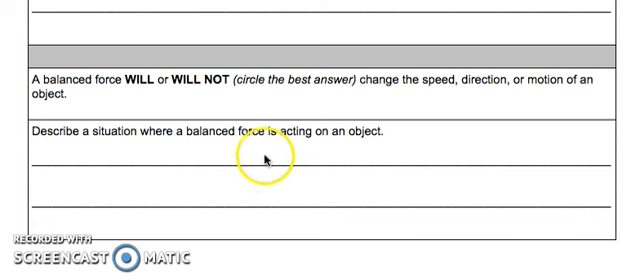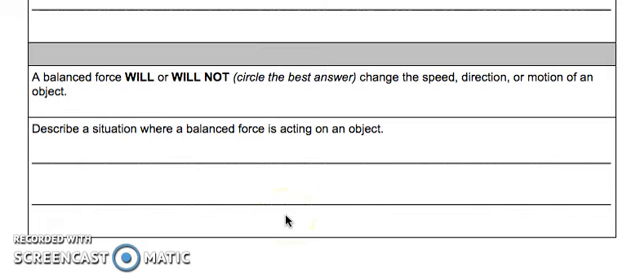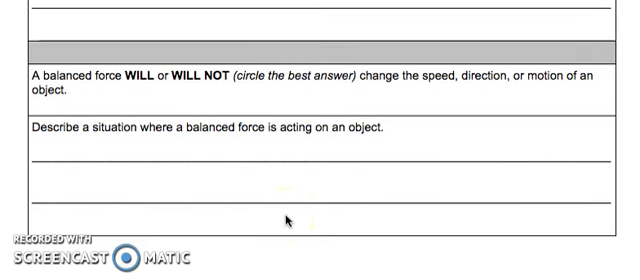something is balanced. When you are finished, double check your work and then turn your science test into your science teacher. Good luck, everybody.